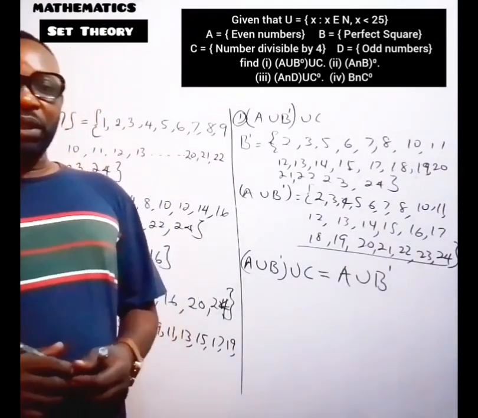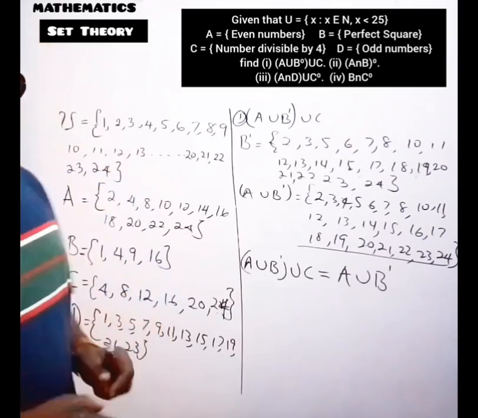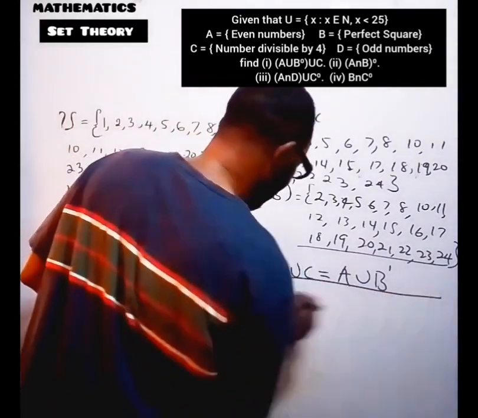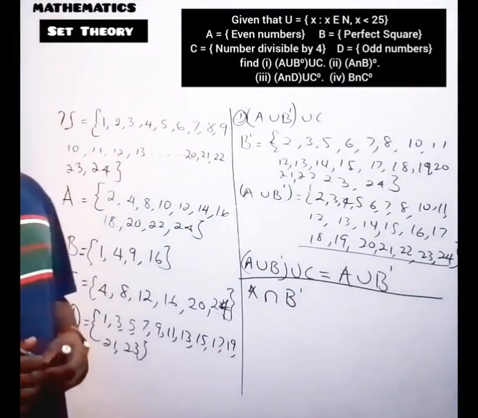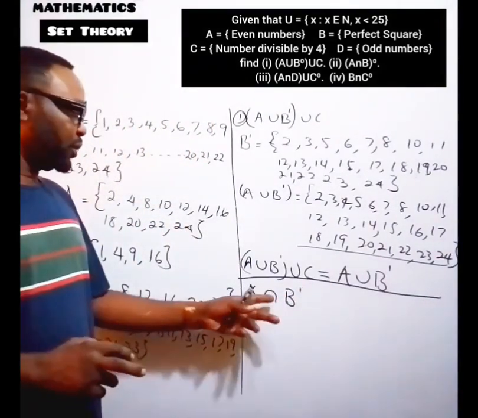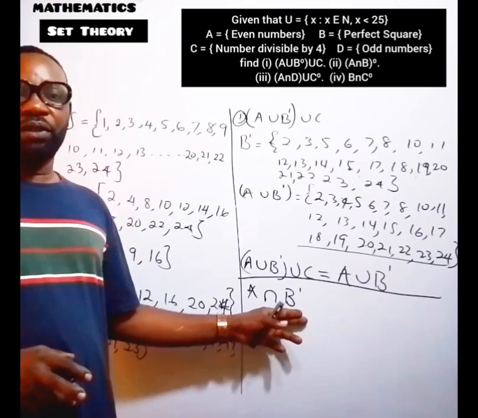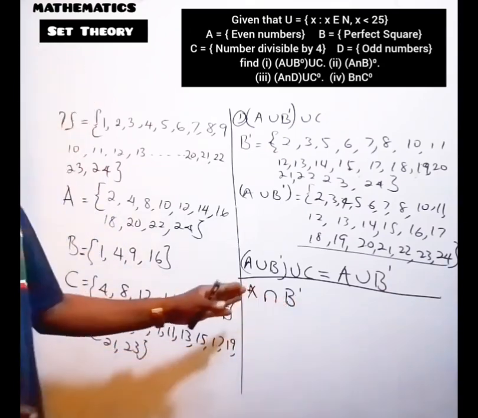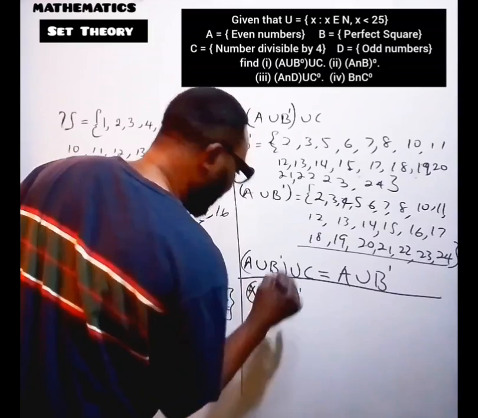Now, the next question says that we should find the value of A intersection B complement. We are lucky we've been able to find the value of B complement initially. So A intersection B complement is what we need to find now. I think there's a bracket there. Yes, it is inside a bracket.